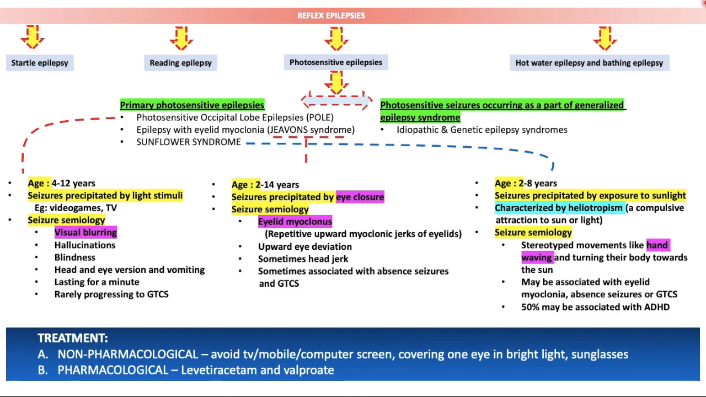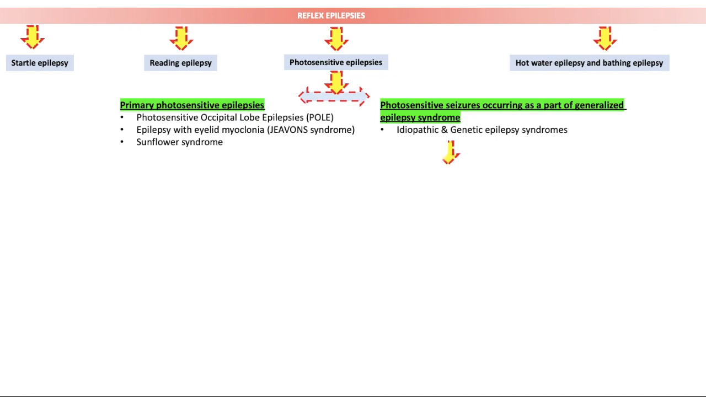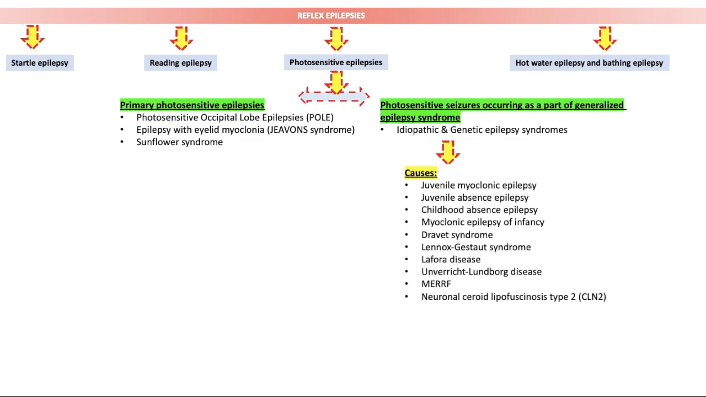Now, a little bit about photosensitive seizures occurring as a part of generalized epilepsy syndromes. Here, as I told earlier, these epilepsy syndromes have different types of epilepsies like myoclonic epilepsy, generalized tonic-clonic, or absence seizures, and many others. Sometimes these can be triggered by photosensitivity. So they do not classically belong to photosensitive epilepsies or reflex epilepsies, but in them photosensitivity can be an associated feature. Some examples of these epilepsy syndromes are juvenile myoclonic epilepsy, juvenile absence epilepsy, childhood absence epilepsy, myoclonic epilepsy of infancy, Dravet syndrome, and Lennox-Gastaut syndrome.